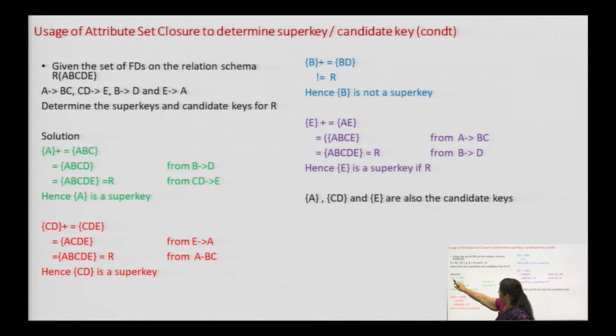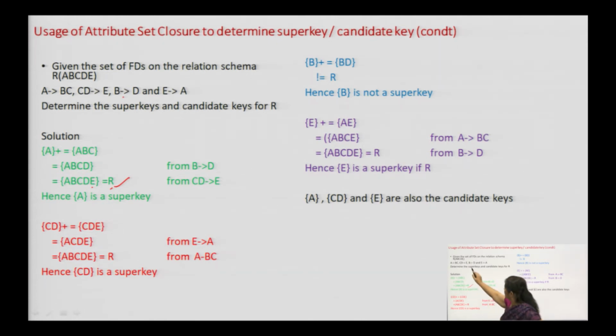So when we determine the closure of A, we actually get ABC from where A determines BC, then we get ABCD from where B determines D, and then we get E, why, because CD determines E. So we have the closure of A is ABCDE, which is equal to R, and hence we say that A is a super key of R.